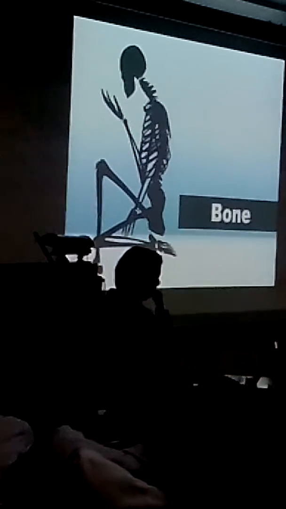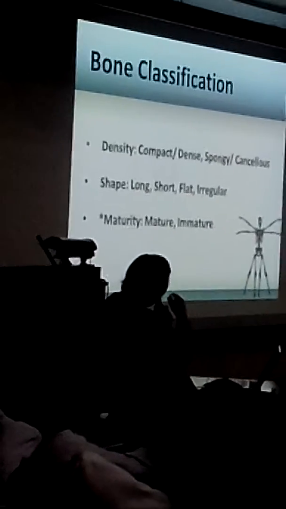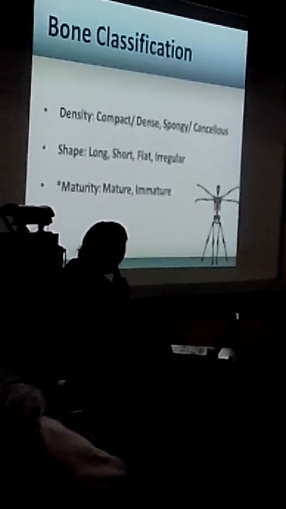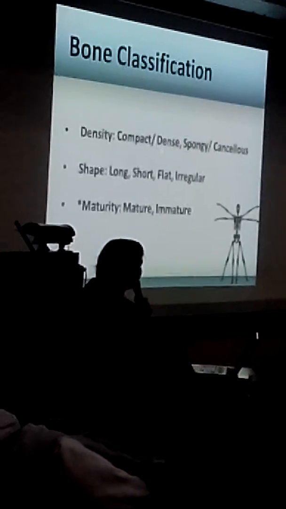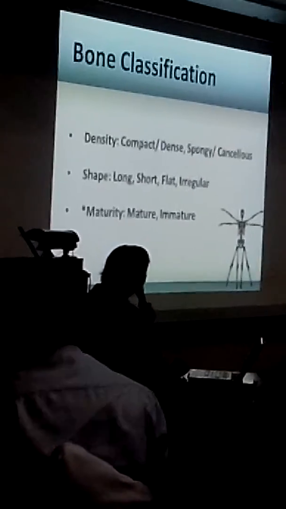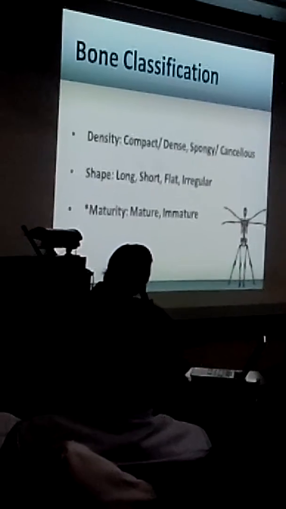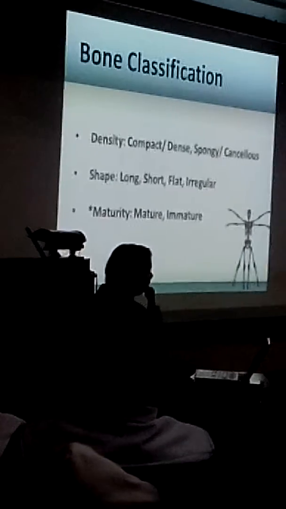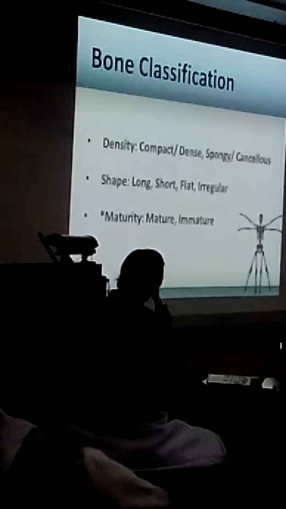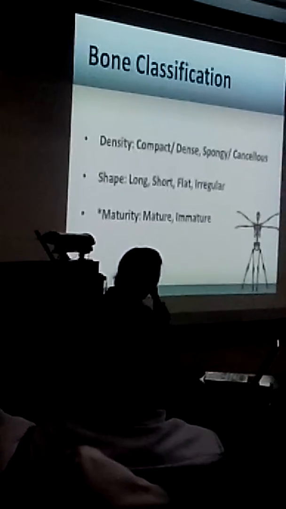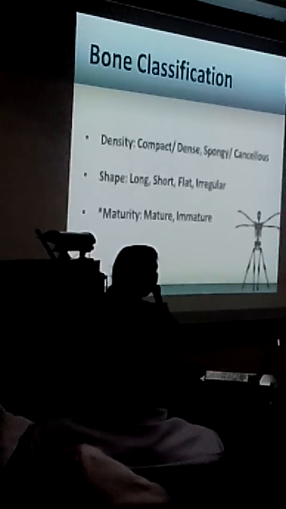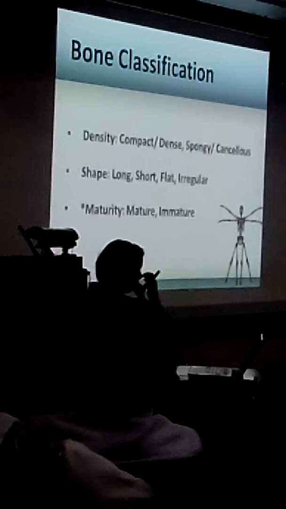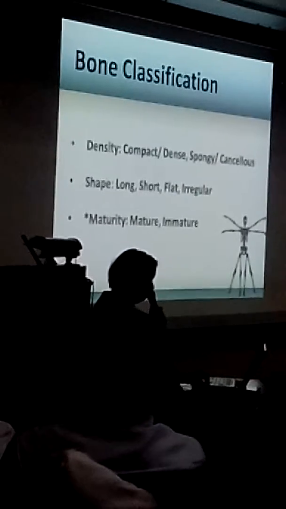So bone. This is just a review, as you already know. In terms of density, you say it's either compact, or you can also call it dense, or it is spongy and cancellous. For shape, there is the long, short, flat, and irregular. So review the differences among these types of bones. And then maturity, of course, we have the mature and immature. We'll touch a little bit of this tomorrow, the mature and immature. That's why I placed an asterisk there.